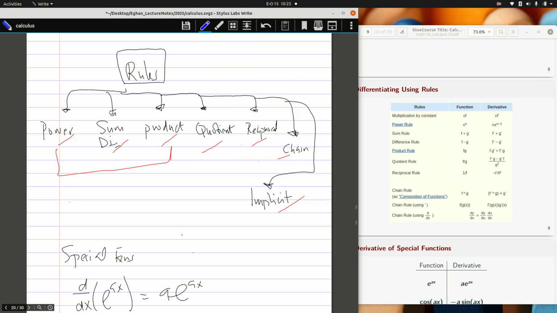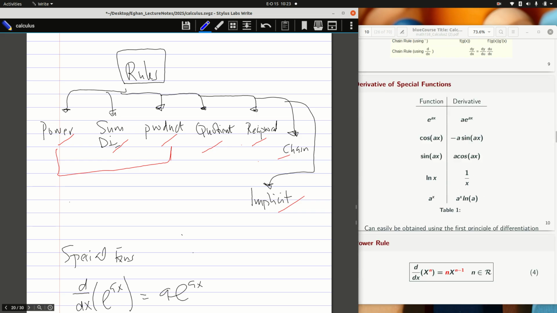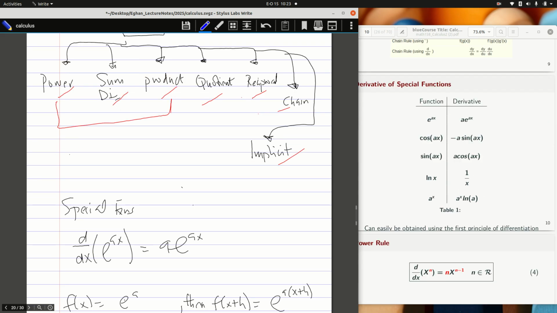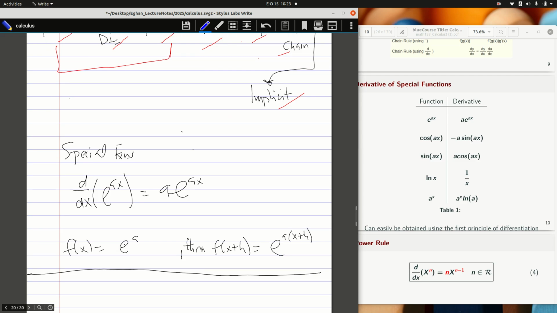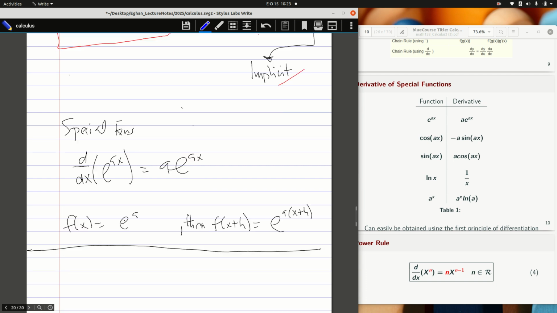Before we move to these 3, look at what we have in slide 10. They are derivatives of special functions. So we have the exponential function, the trig, that's cosine, we have the logarithm, we have another exponential form, that's a^x. You can derive the derivatives in the right column of the table with the first principle of differentiation. So let's have a proof of the very first one.